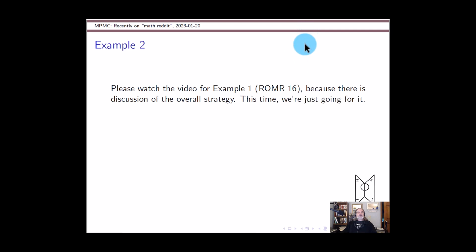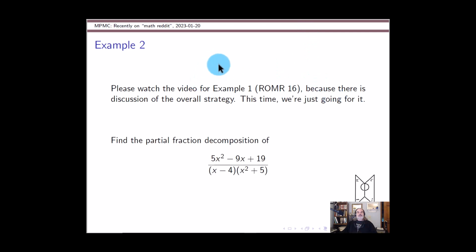on just overall strategy. This time I'm just going to dive right in and find the partial fraction decomposition of this rational function: 5x squared minus 9x plus 19 all over x minus 4 times x squared plus 5. You'll notice here there's an irreducible quadratic, the x squared plus 5, in the denominator.